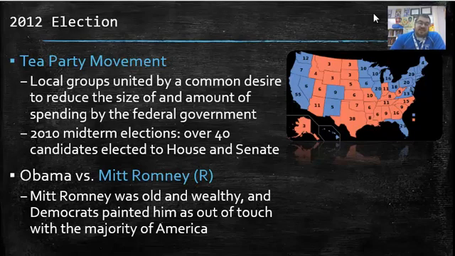In the 2012 election, Mitt Romney becomes the Republican nominee. He is older and wealthy, and Democrats paint him as out of touch with the majority of America. He also makes a comment about 47% of Americans who do not pay taxes, and somebody released a video of that, and he got into a little bit of hot water with how he was talking about Americans in that speech.